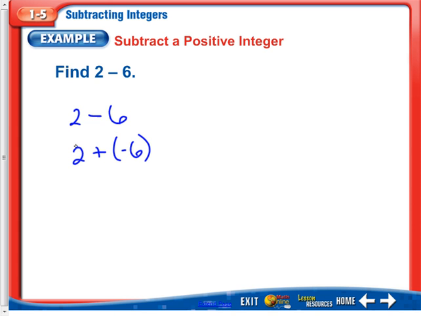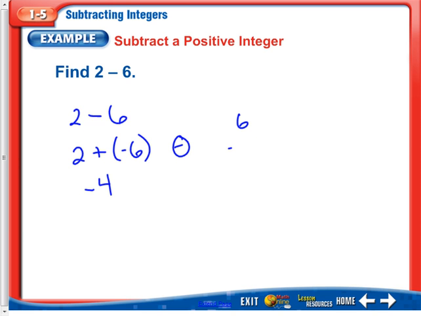Now, the positive number is 2, the negative number is 6. So we know that the answer will be negative, so I'm going to write that over there and circle it. If I have $2 and I owe $6, it means I'm going to owe $4. So basically you just have to do 6 minus 2.